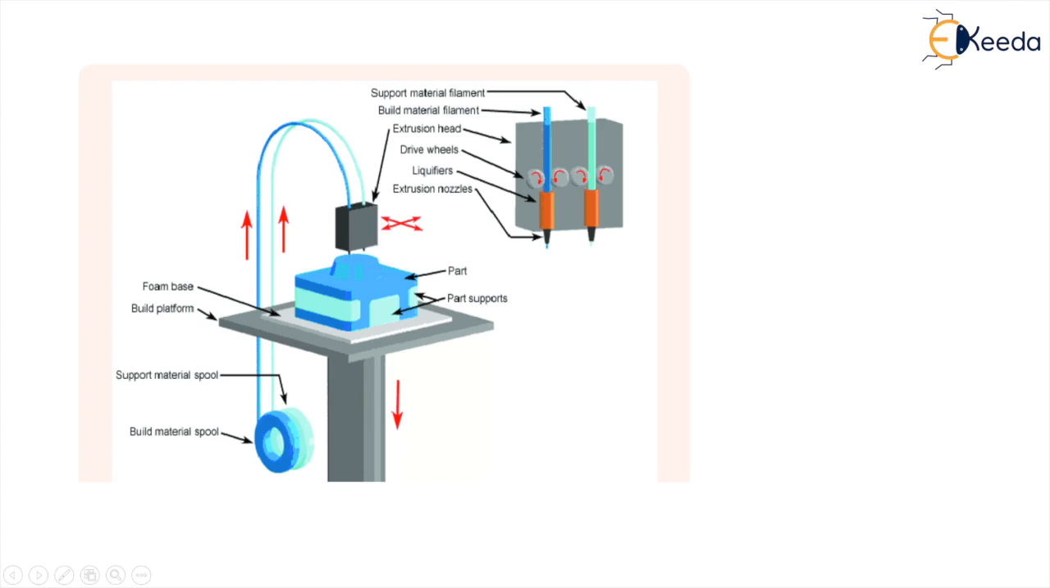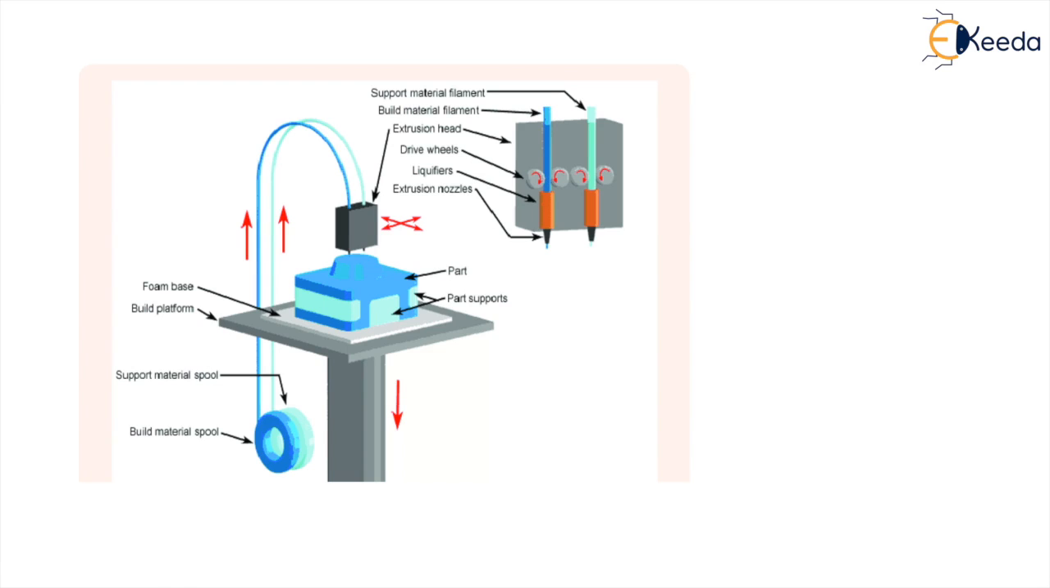So this is the build materials spool, and this is the support materials spool. The dark blue is the material that is going to form the part, whereas this other color is the support materials spool that is supporting the main build material. So this is the foam base, this is the build platform over which we are going to produce this part. So this is the extrusion head.